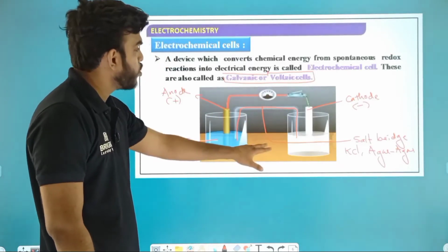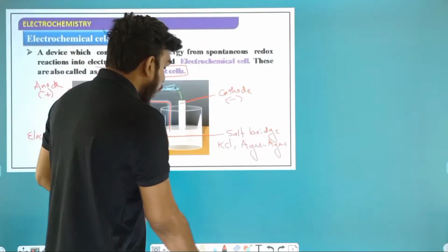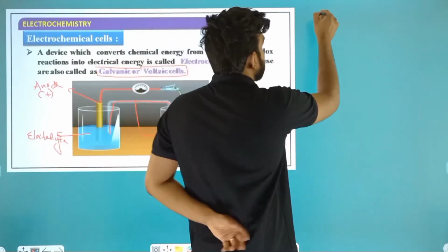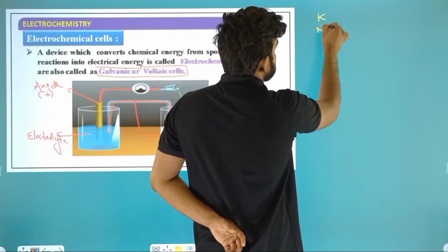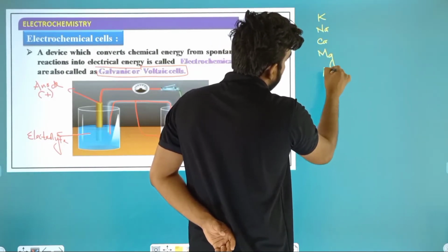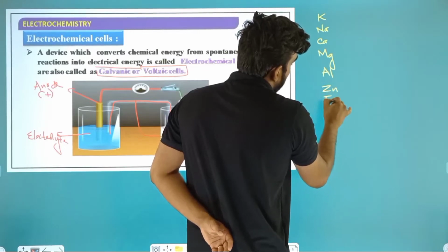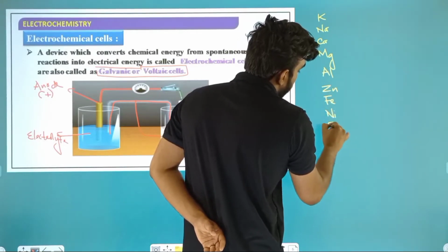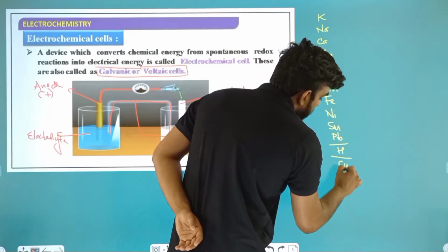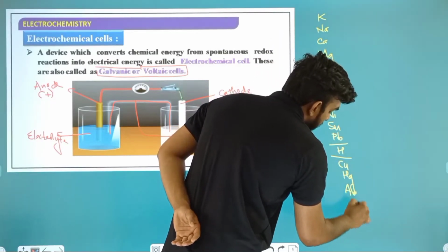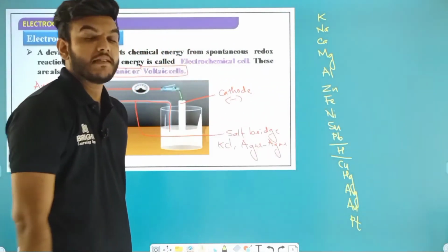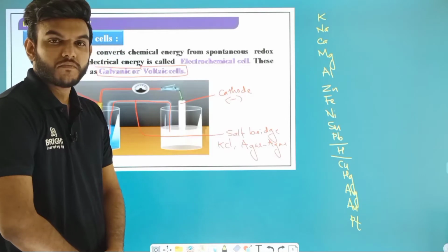So see here, I will give you a very simple concept. Already you know the reactivity series. I will show you a simple reactivity series here: K, Na, Ca, Mg, Al, Zn, Fe, Ni, Sn, Pb, H, Cu, Hg, Ag, Au, Pt. This is a reactivity series.